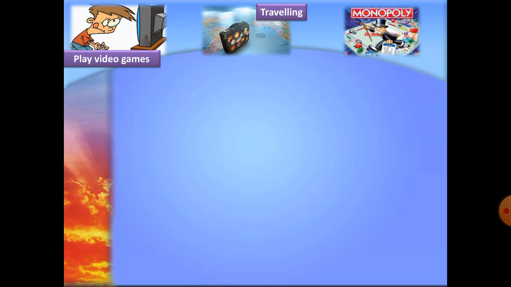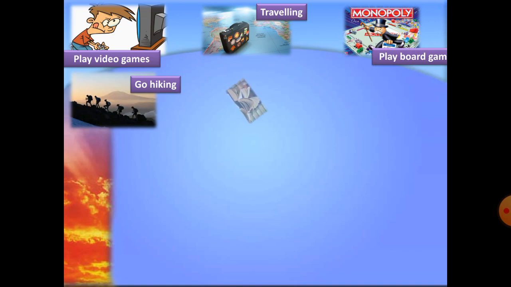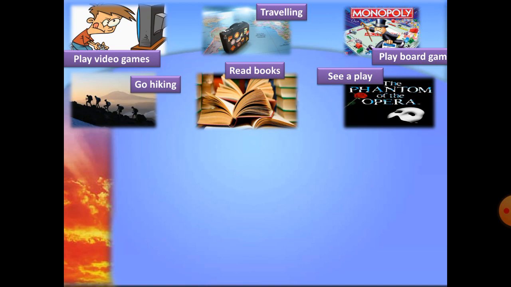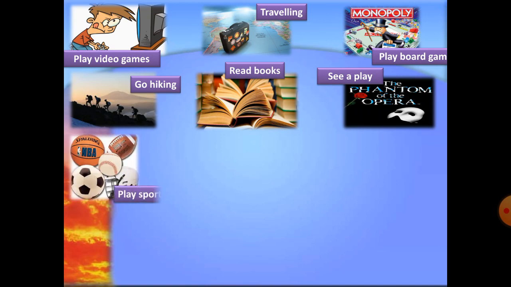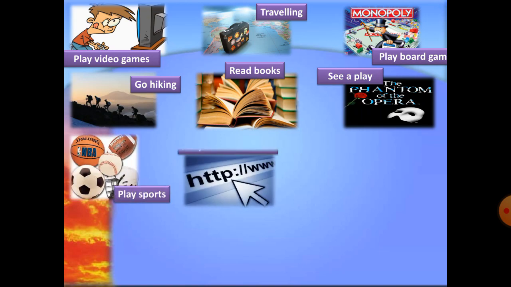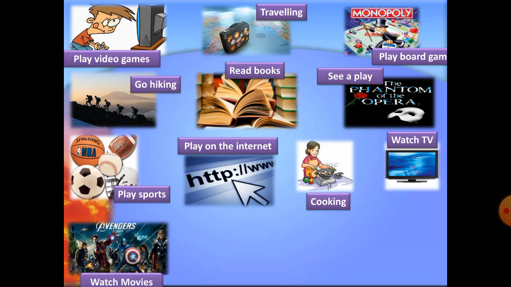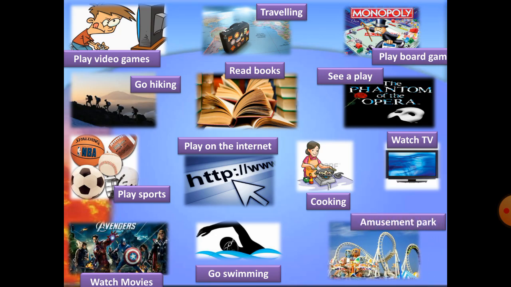For example, we can play video games, we can travel, we can play board games, we can go hiking, we can read books, we can see a play, we can play sports, we can play on the internet, we can cook, we can watch TV, we can watch movies, we can swim, and we can go to the amusement park. So these are just some examples.